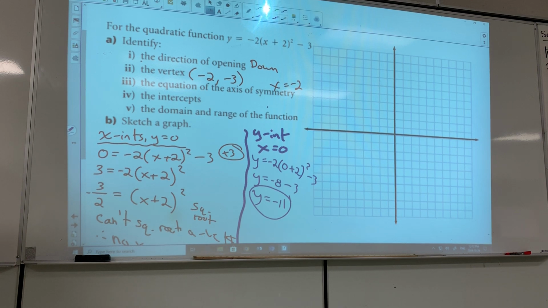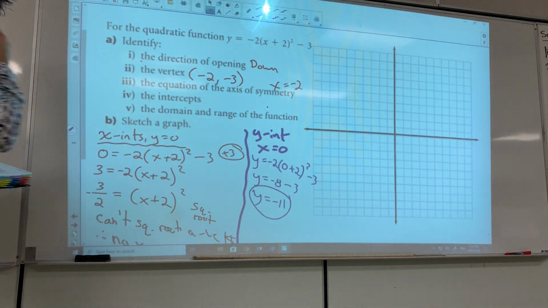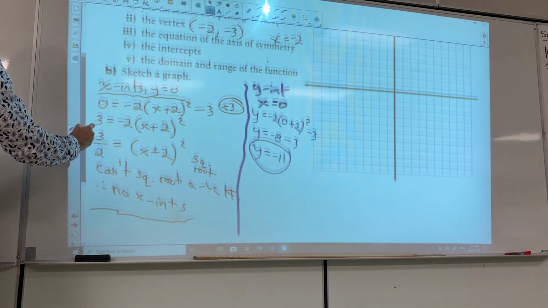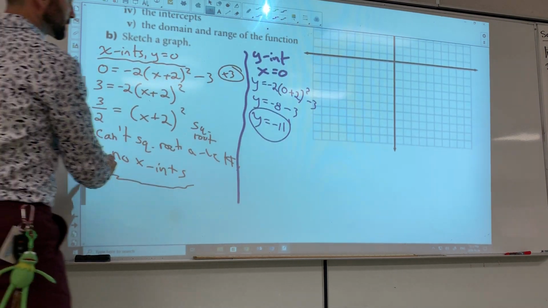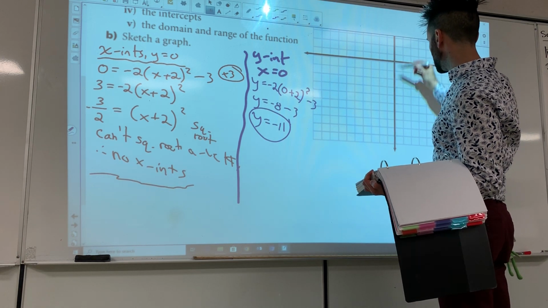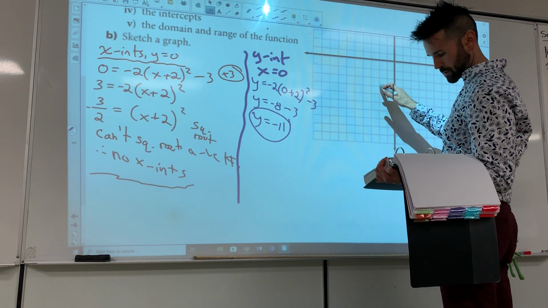Okay. Do I have enough info? I got the vertex. I got the y-intercept. I might need to quickly use a table of values to get another point. But I'm going to show you another trick. So let's graph what we have. We got the vertex at (-2, -3). This is a 10 by 10, by the way. So 1, 2, 3. So there's my vertex.